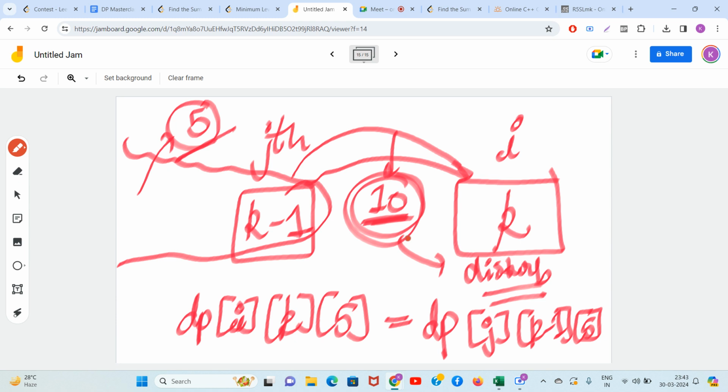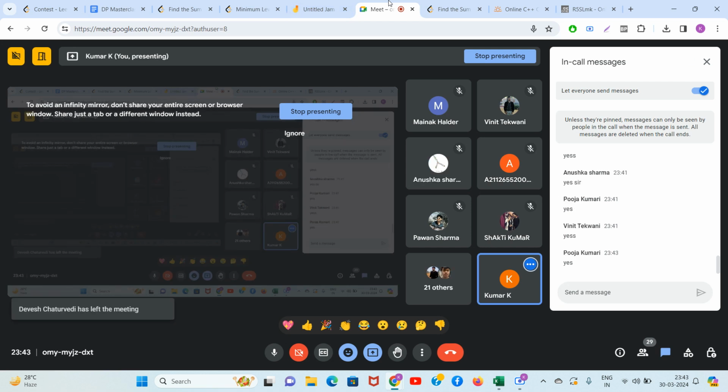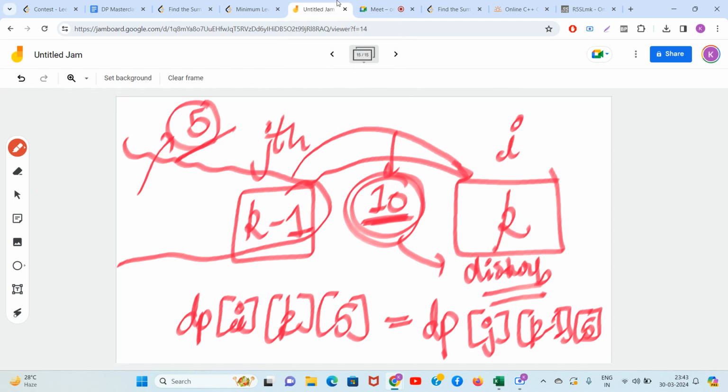Oof, guys, can you feel what I'm trying to tell you? Write yes in the chat and be quick. समझ आ गया क्या चल रहा है? ठीक है. Okay जी, okay. So guys, this is how you solve this problem.